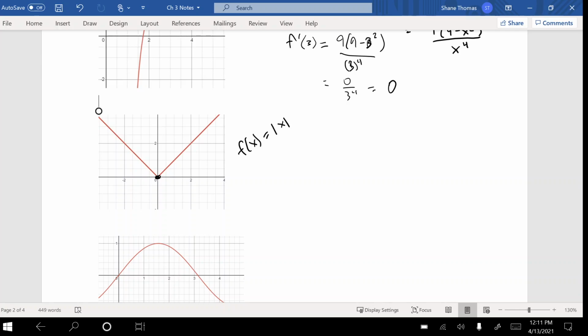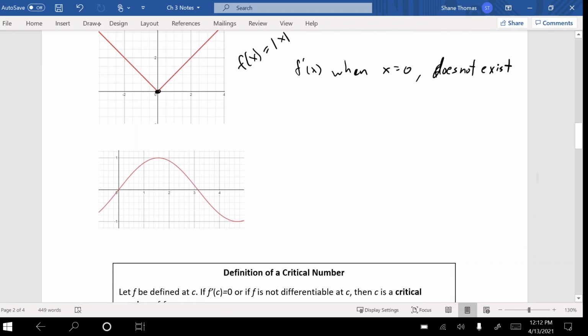So in that aspect, f prime of x, when x equals 0, does not exist for two things. One, you can't find the derivative of it, and two, it's got a sharp point. So it's still a minimum. It's still the function minimum, but we cannot evaluate the derivative at that point. That's just kind of one of those weird ones.